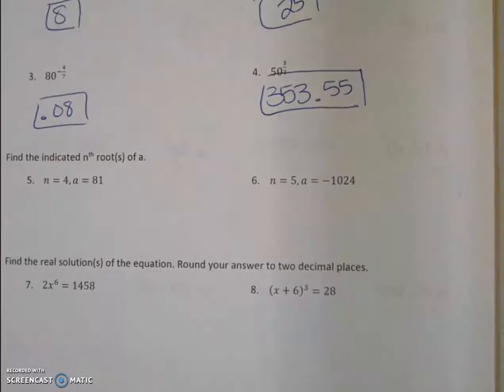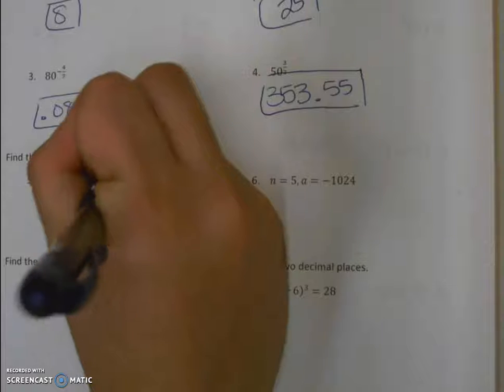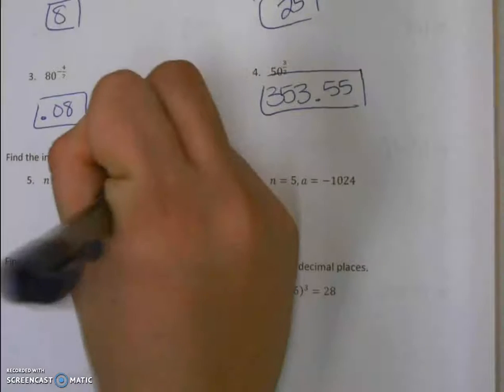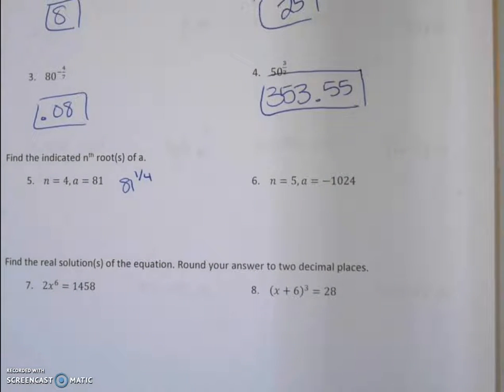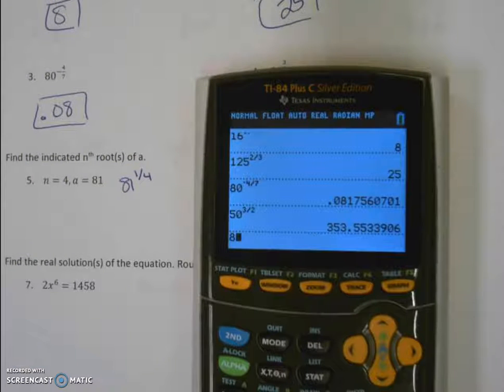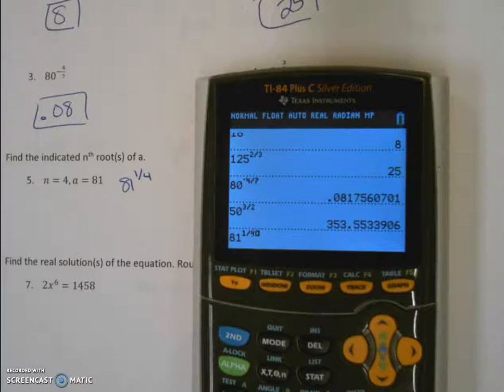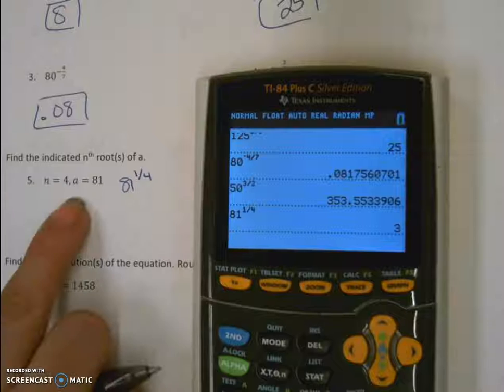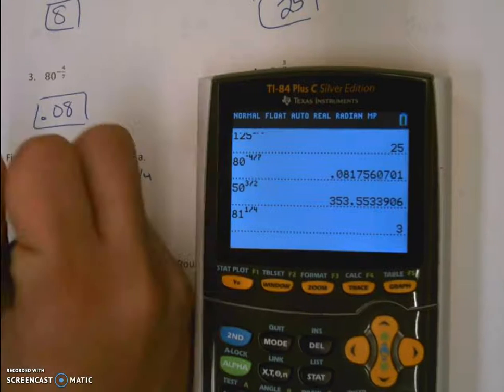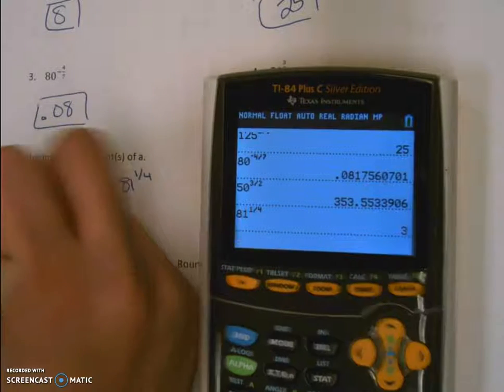Whenever something tells me to find the nth root of a, that means I'm going to rewrite it as 81 to the 1/4. I make a fraction exponent. So I'm going to find 81 to the 1/4. It's 3, but because the n value was even, it's going to be plus or minus 3.